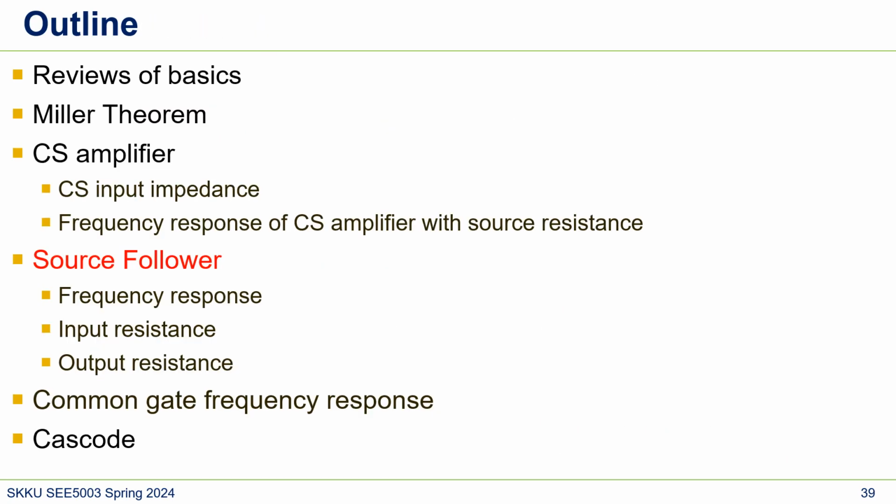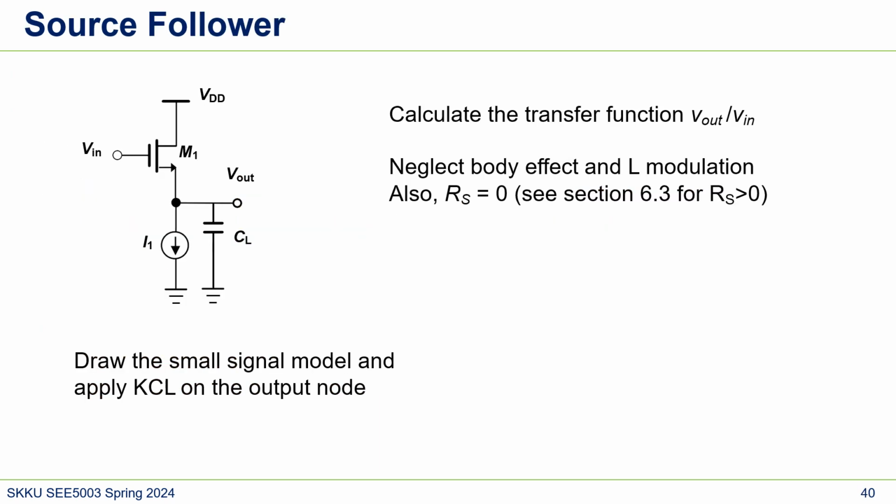Next, we'll look at the frequency response of the source follower. Let's calculate it. To make it simple, we will neglect the body effect, which means GMB is 0, and channel length modulation, which means RO is infinity, and RS is 0. If you want to see the full response, you can see Razavi. So first, let's draw a small signal model.